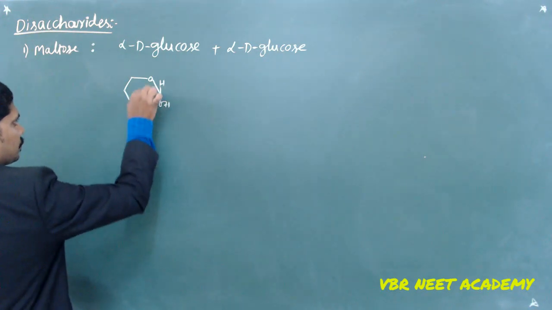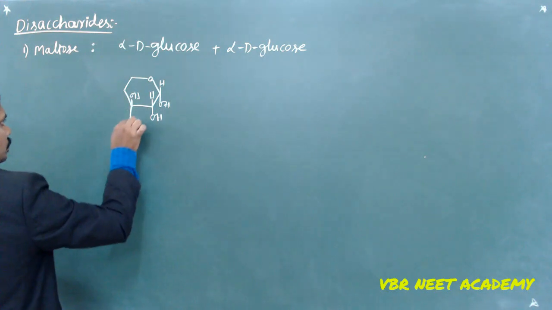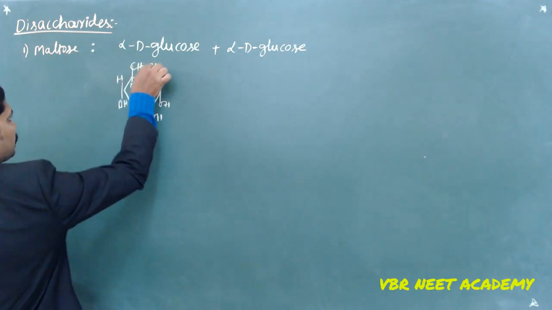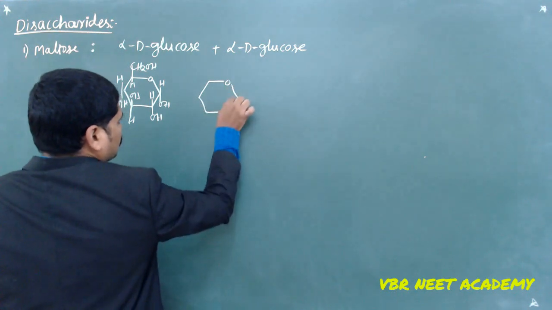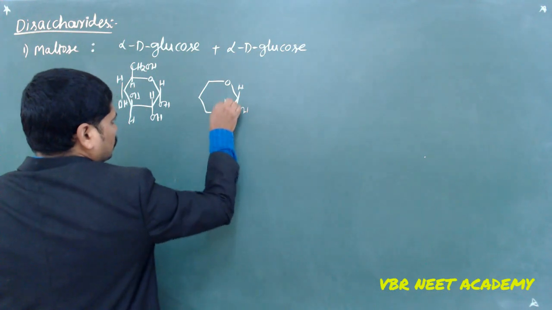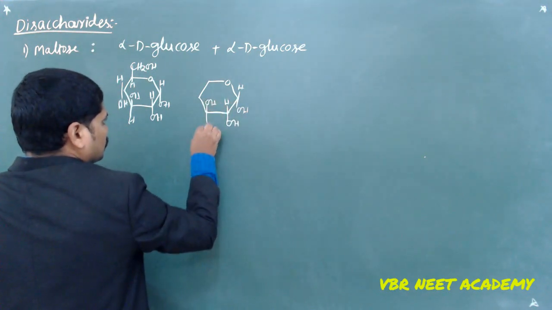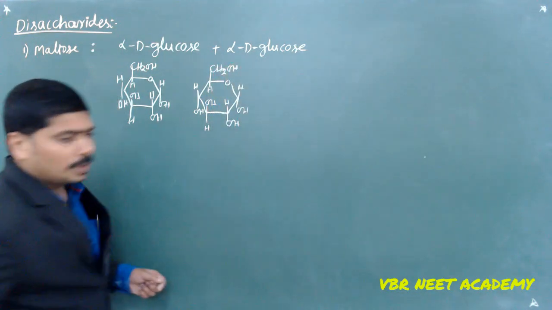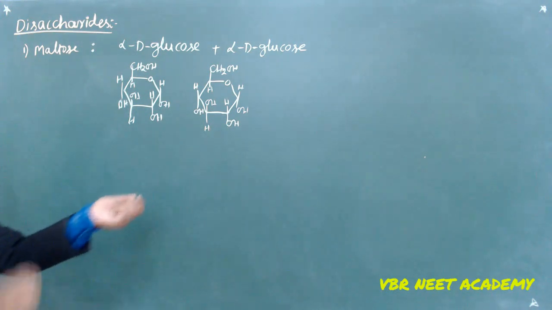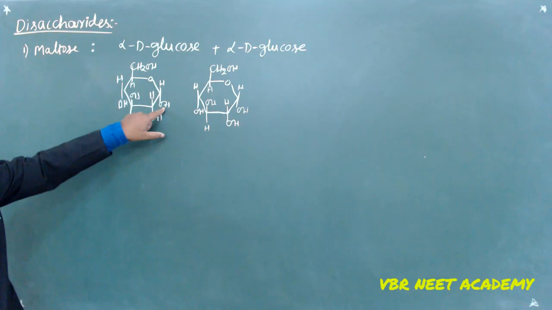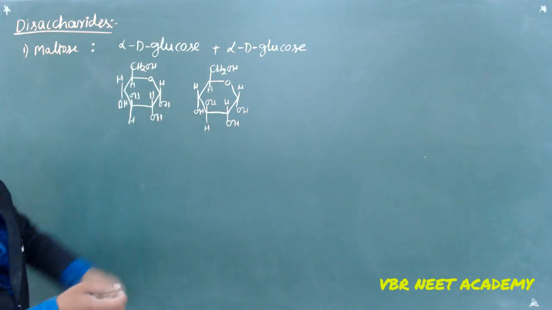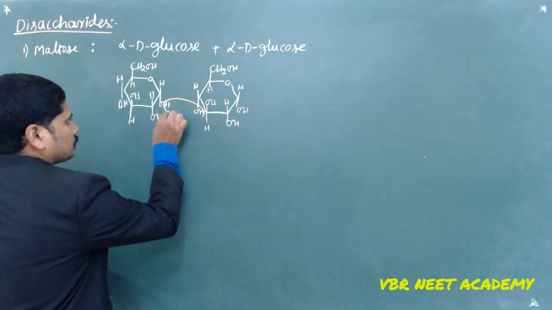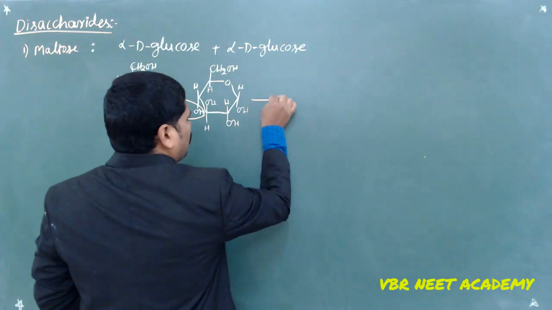Alpha D glucose. Now this is one alpha D glucose, this is one alpha D glucose. Out of these two, we are going to take the hydroxyl groups present on this position and this position. They are able to give the water molecule. So this water molecule is going out. And now what is going to happen here?